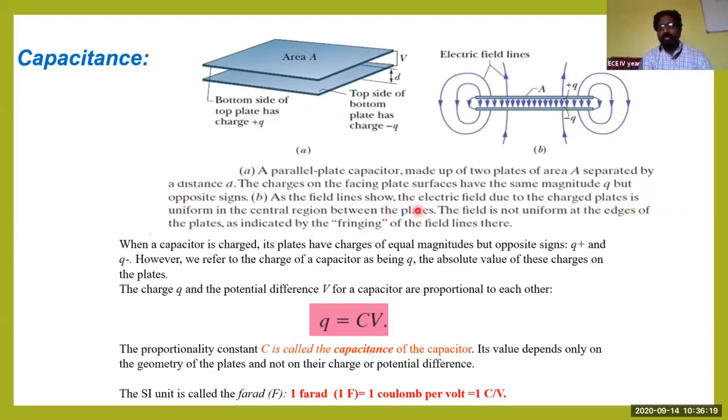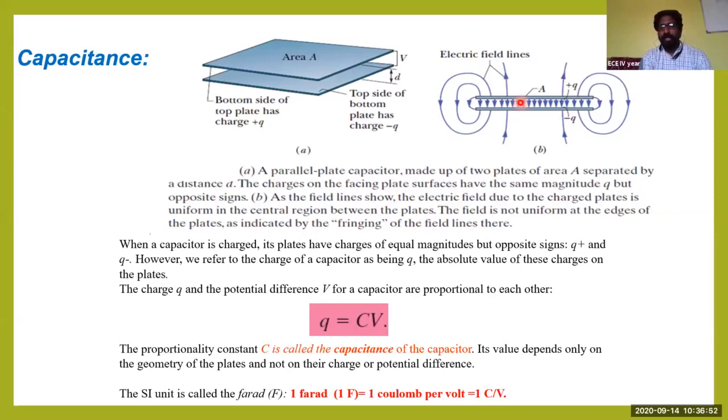As the field lines show, the electric field due to the charged plates is uniform at the central region between the plates, and the field is not uniform at the edges, as indicated by the fringes of the field lines here. In the center part you will have the same uniform electric field, which I have studied in basic electrical engineering and also in physics.